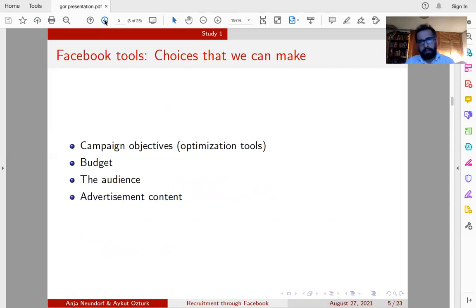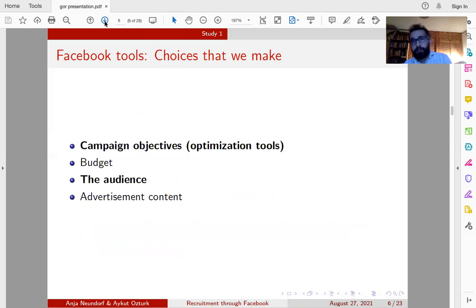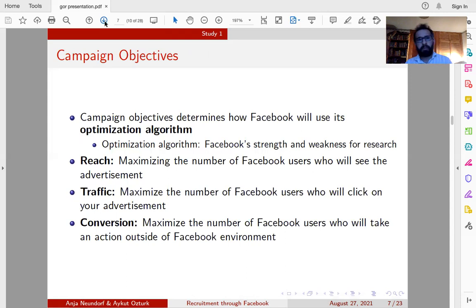Let's start with the first study, Facebook tools. Facebook offers a very wide range of over 10 different tools researchers can use to change how Facebook will use its algorithm to deliver advertisements. That is optimization tools used by Facebook, budget, how much Facebook will spend on a daily basis, what will be the audience, and so on. In the first study, we are focusing on campaign objectives, optimization tools, and the audience, defining the audience of advertisements. Let's start with campaign objectives.